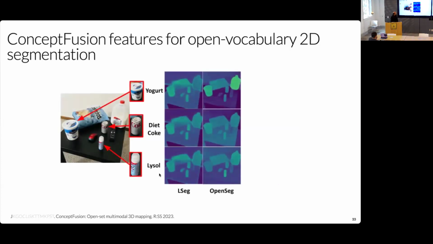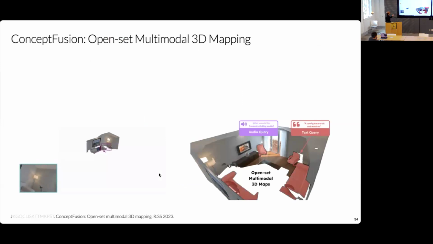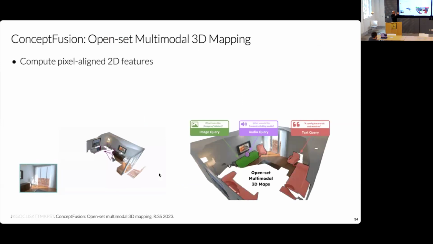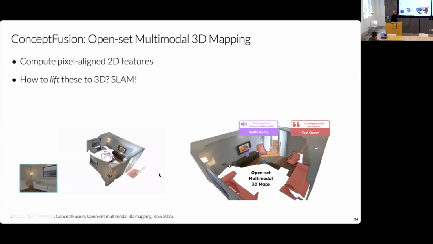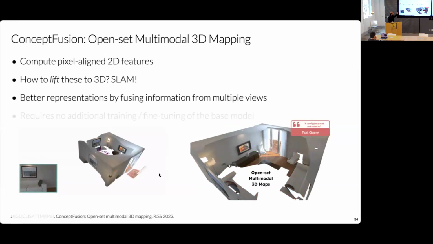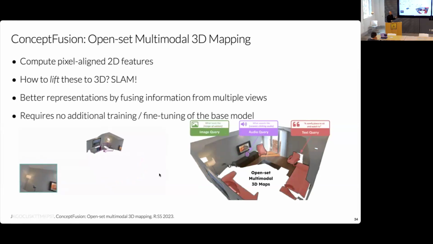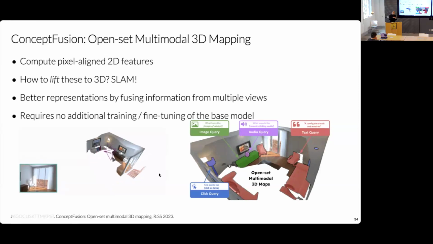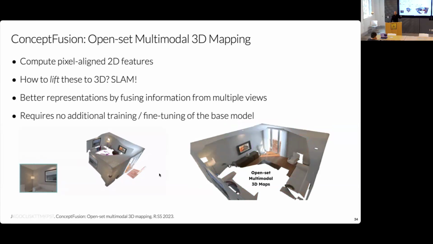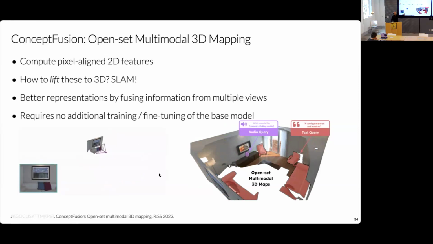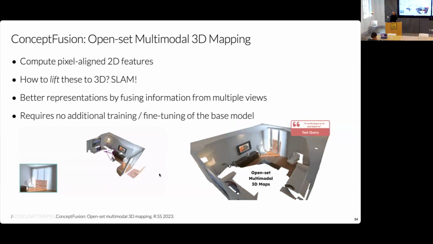Yeah, so just to recap, we used the strategy I outlined above to compute per-pixel 2D features, and you fuse them in the 3D SLAM, and you get better representations because you fuse information across multiple views. So even if you have segmentation or CLIP extraction noise for some views, other views tend to upgrade, and you don't need any training or fine-tuning, and you can apply this to any CLIP backbone and not just the one backbone I presented earlier.